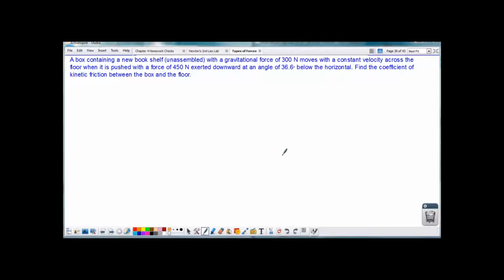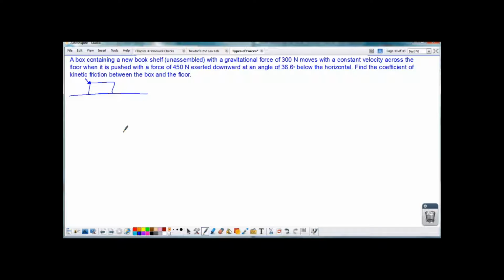Okay, just like our other problems, first thing I'm going to do is draw a picture. So here's the box, and it is along the floor. It's going to slide along the floor when it's being pushed downward. So maybe somebody's standing over here, leaning and pushing it downward, and across, but at an angle downward, okay?